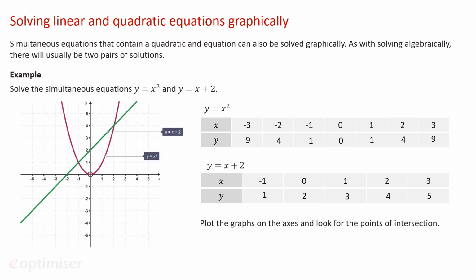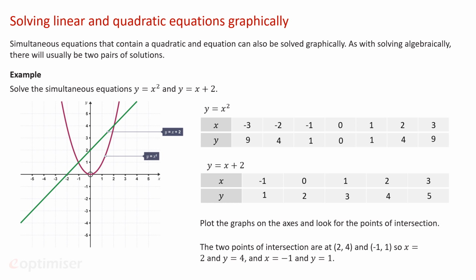Now you can draw the graph. You'll get a graph something like this one. Here the cutting points of the two graphs are the answers for this simultaneous equation. One is this point, the other one is this point. Those are 2 comma 4: when x is 2, y is 4, and when x is minus 1, y is 1. Both of them are answers to this simultaneous equation.